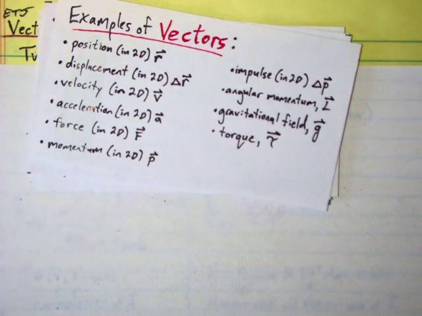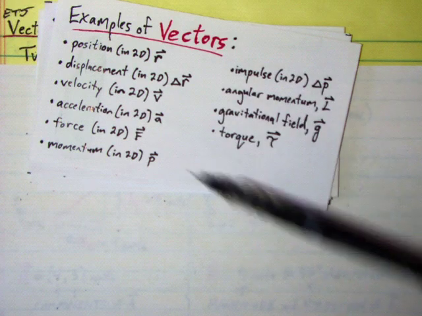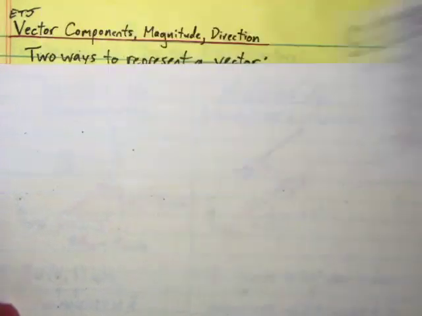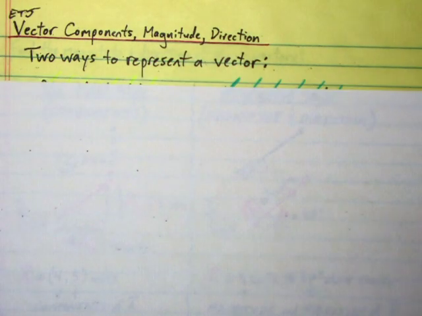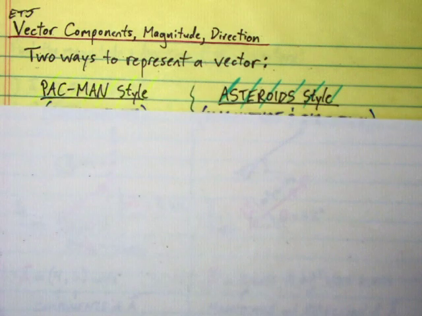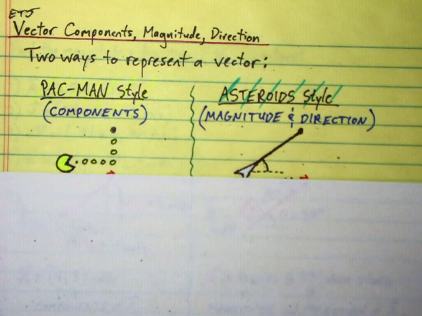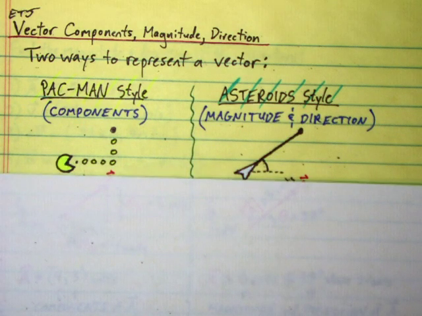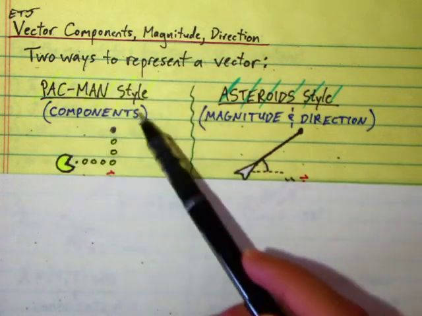So in this video, I'm going to talk about some general properties of vectors that apply to all of these types of vectors. Okay, so with those 2 numbers that represent a vector, we have 2 different ways to represent them. And of course, they are based on 2 different Atari arcade games, Pac-Man and Asteroids. The first way to represent a vector, Pac-Man style, is in terms of its components.